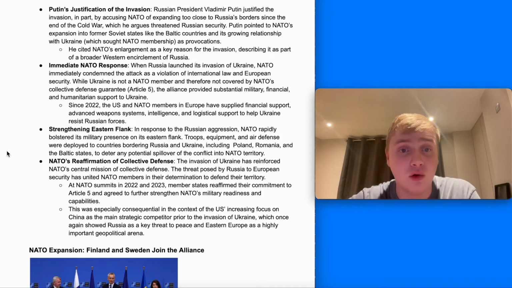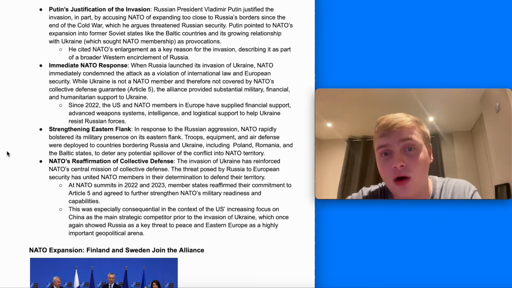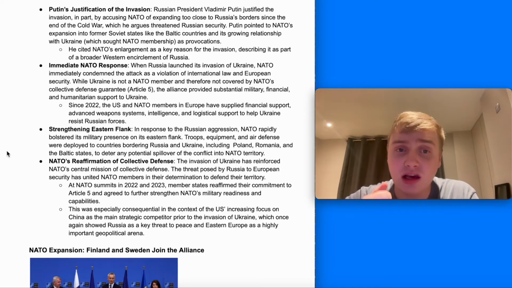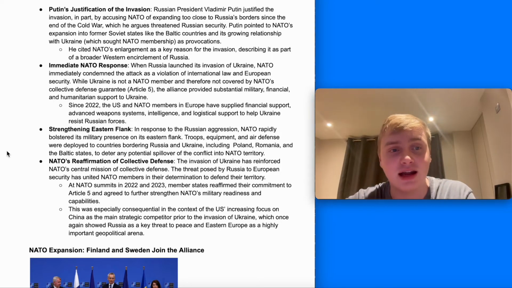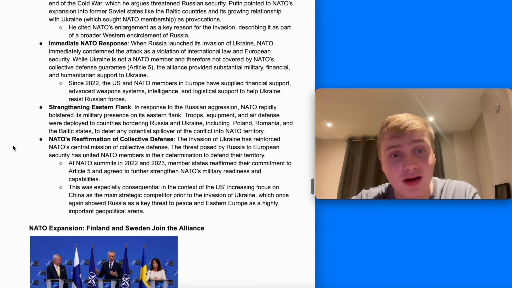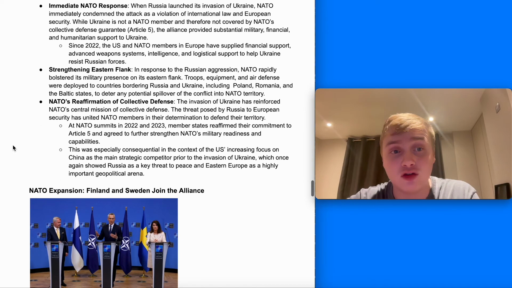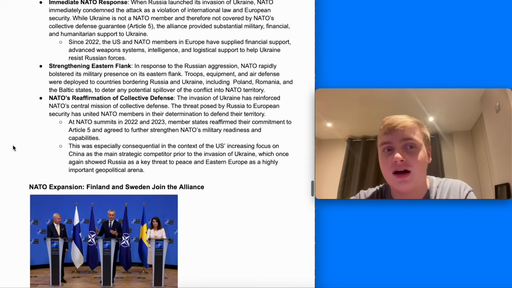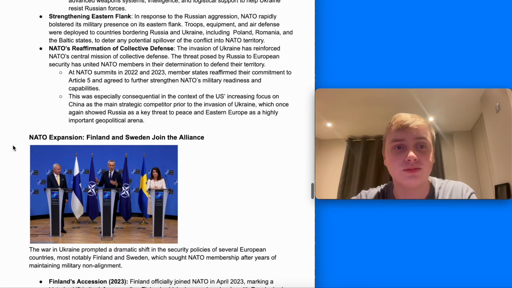Crucially, there was an immediate NATO response. So when Russia launched its invasion, NATO condemned the attack as a violation of international law and European security. While Ukraine is not a NATO member and therefore not covered by NATO's Article 5 collective defence guarantee, the alliance provided substantial military, financial and humanitarian support to Ukraine. And since 2022, the US and NATO members have supplied financial support, advanced weapon systems, intelligence and logistical support to help Ukraine resist Russian forces.